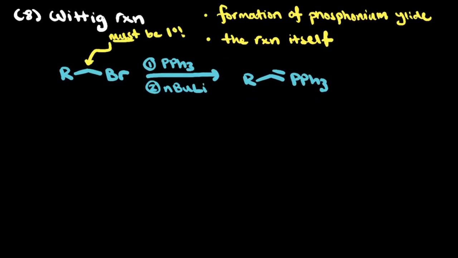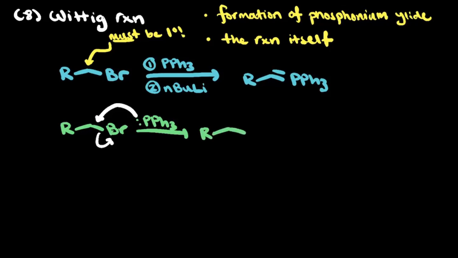So for the first step, you want to attack over here in order to end up with your triphenylphosphine substituted. Please note that triphenylphosphine is neutral when you attack. So it now becomes positively charged and then coordinates with the bromide.